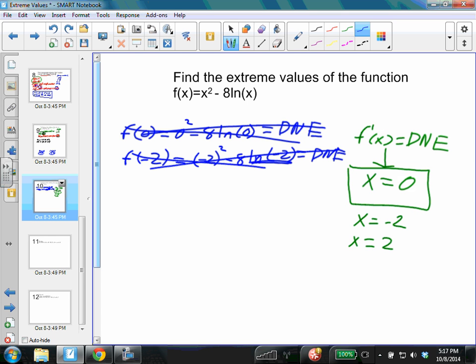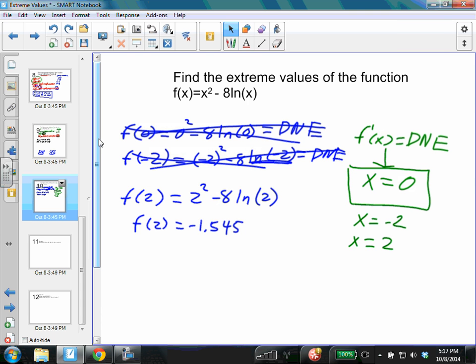There's nothing there. So now f of 2. So this will be 2 squared minus 8 times the natural log of 2. And now we're finally going to get an answer for those of you who are curious if this was ever going to turn out to be anything at all. And we get f of 2 is equal to negative 1.545. Great. F of 2 is equal to negative 1.545.